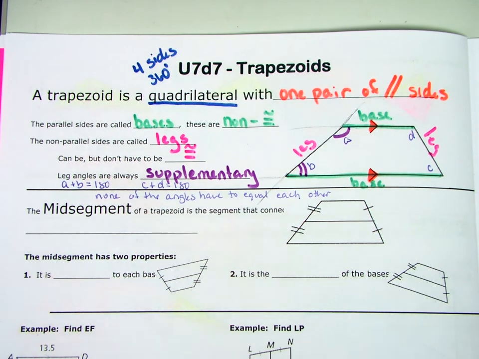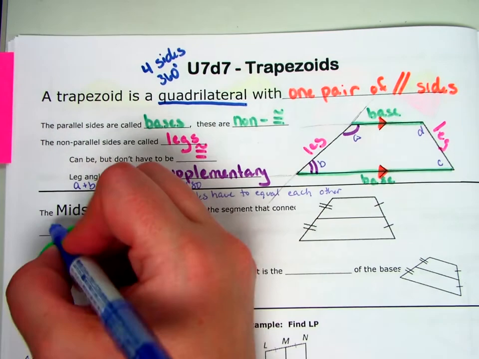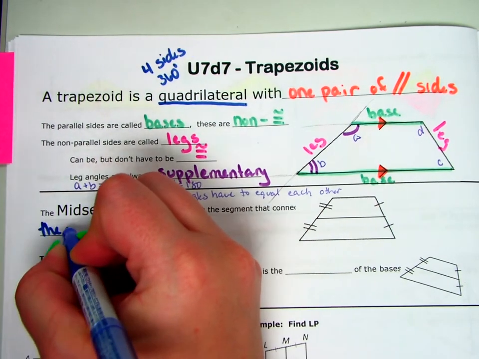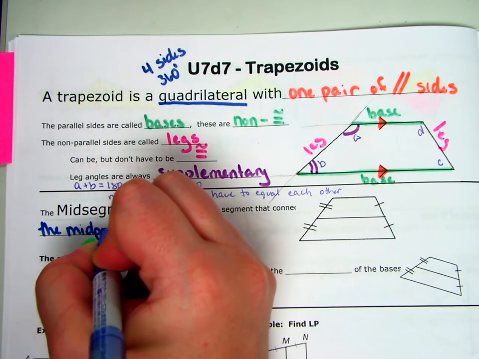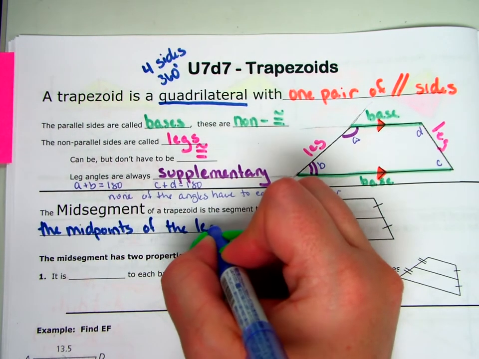All right. Next thing we need to know about a trapezoid is that it will contain, or can contain, what's called a midsegment. And a midsegment, just like a midsegment in a triangle, connects the two midpoints of the legs. It connects the midpoints of the legs.